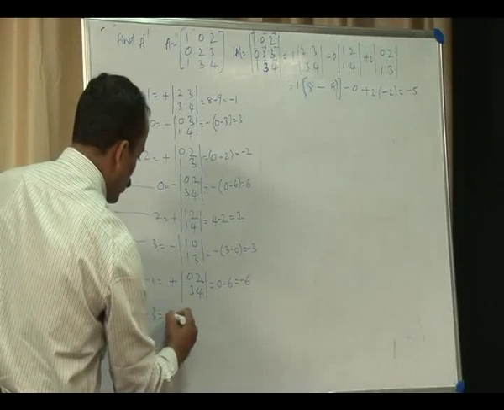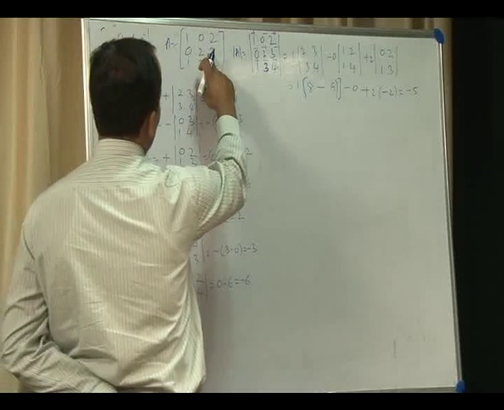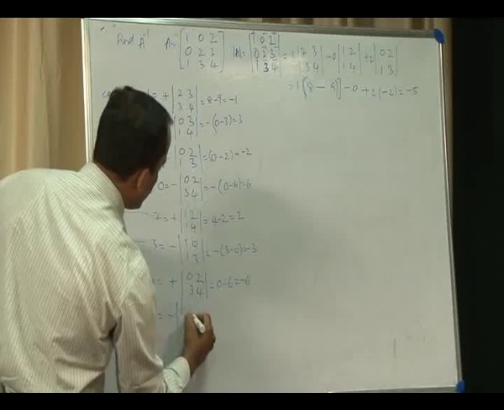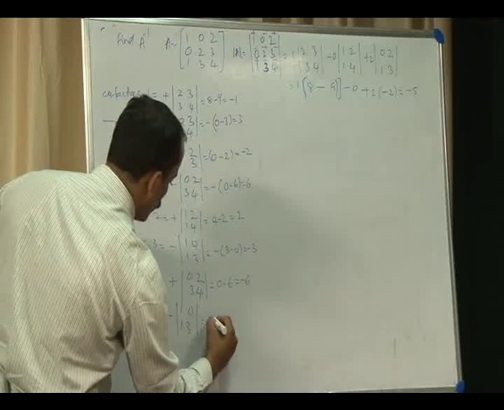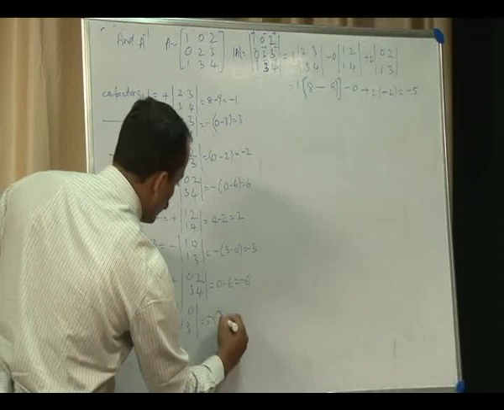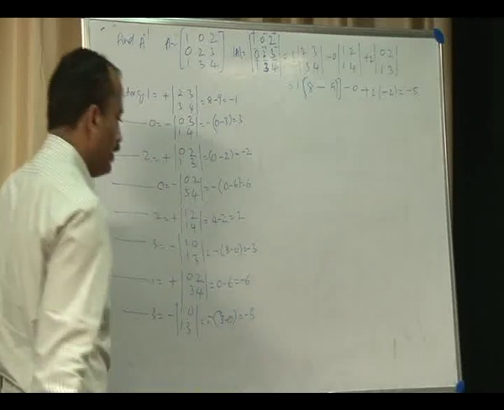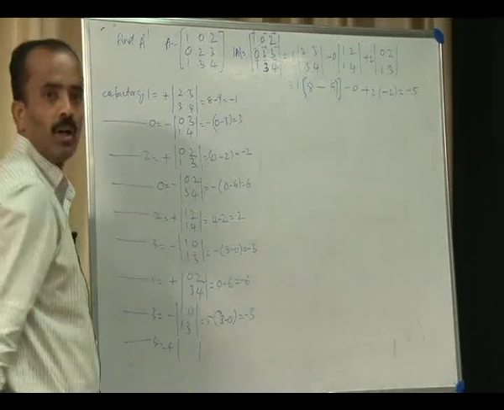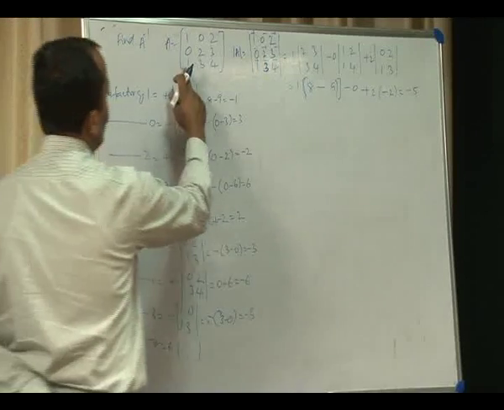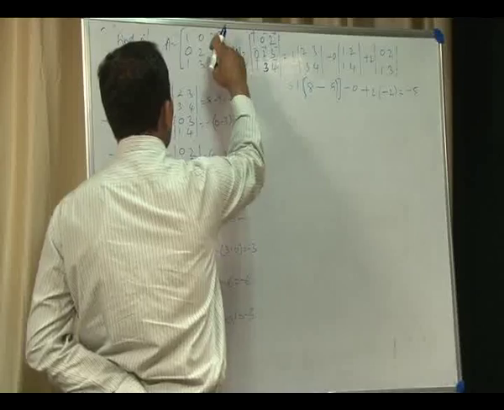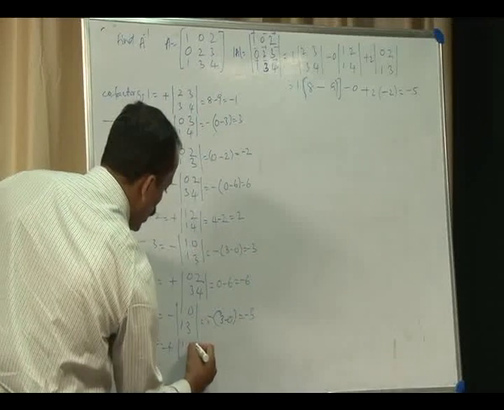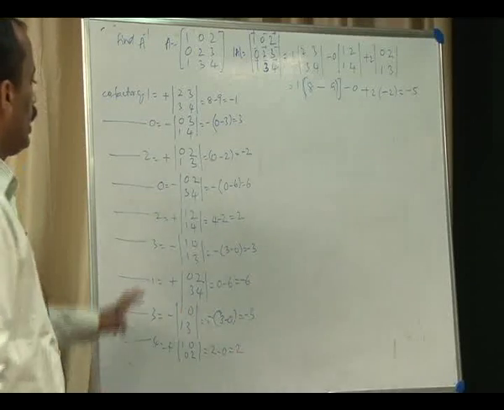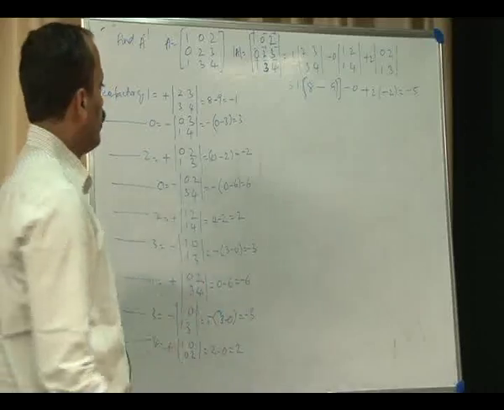Cofactor of 3 is equal to minus of, third column, second row: 1 0 1 3, that is equal to minus of 3 minus 0, that is equal to minus 3. Last element, cofactor of 4 is equal to plus into, third row, third column: 1 0 0 2, that is equal to 2 minus 0 is equal to 2. Now, we got the cofactor element for each and every element.